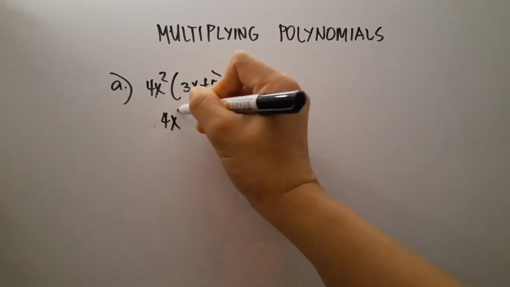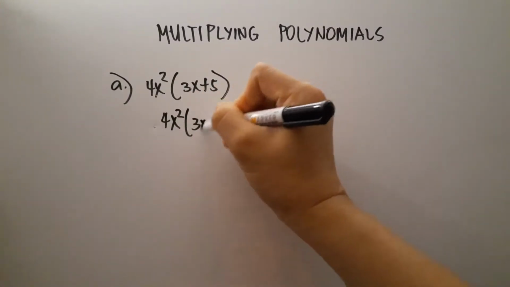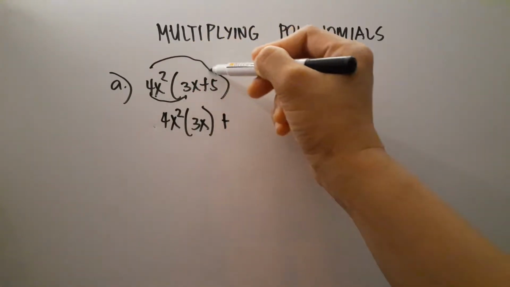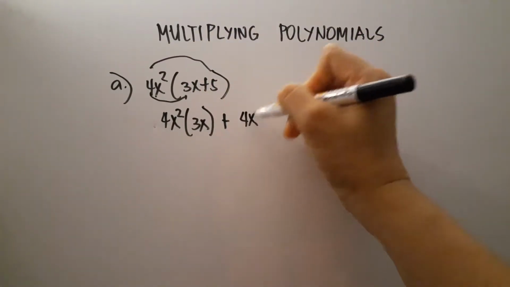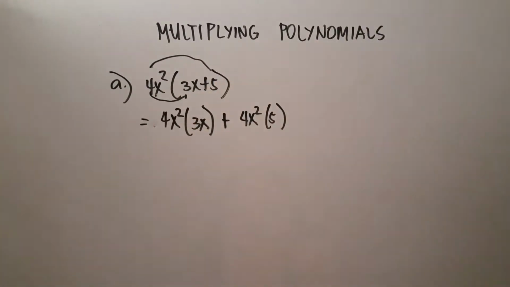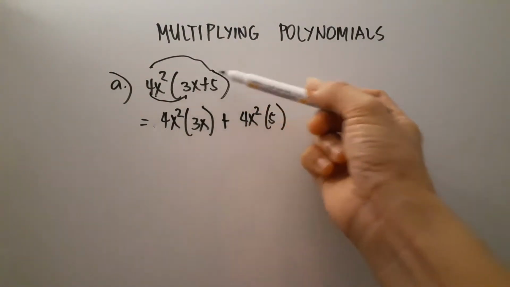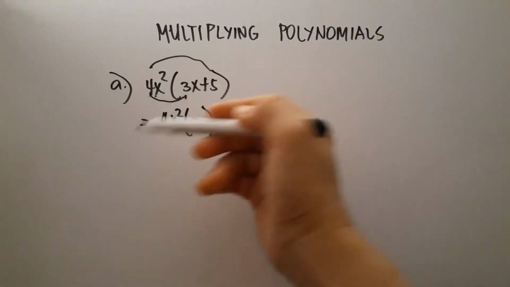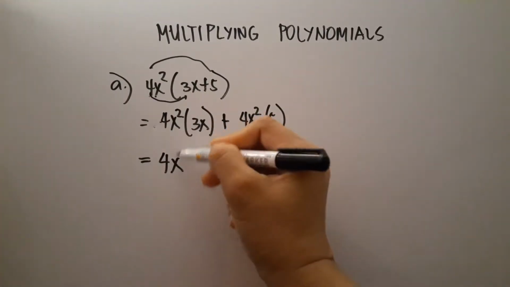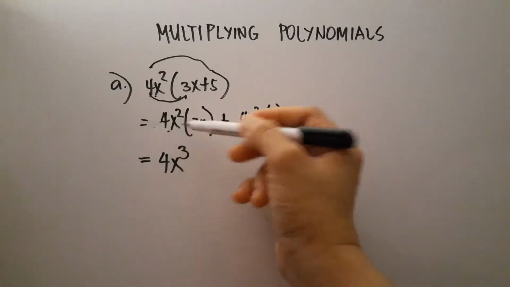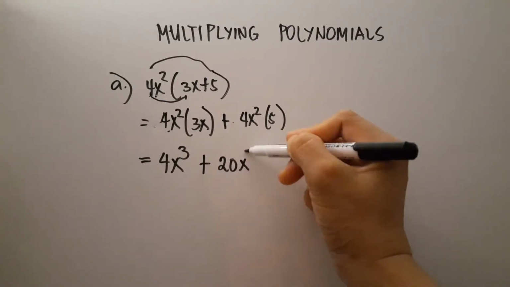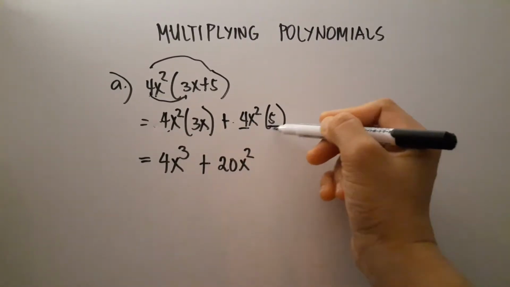We can use the distributive property, which is 4x squared times 3x plus 4x squared times 5, and then we can multiply each group. 4x squared times 3x becomes 12x cubed, plus 4x squared times 5 becomes 20x squared, and this is the answer.